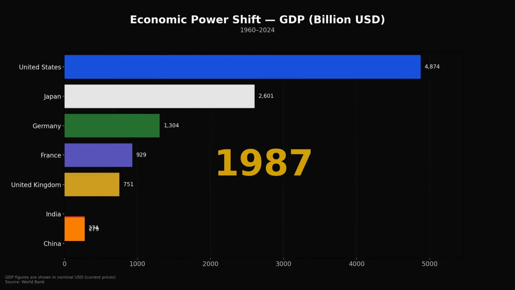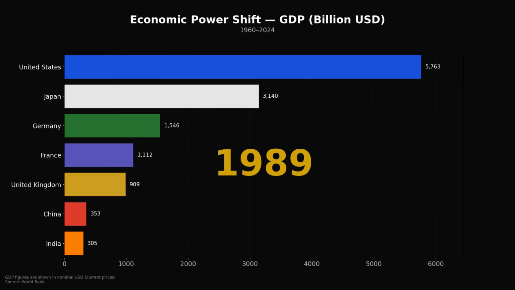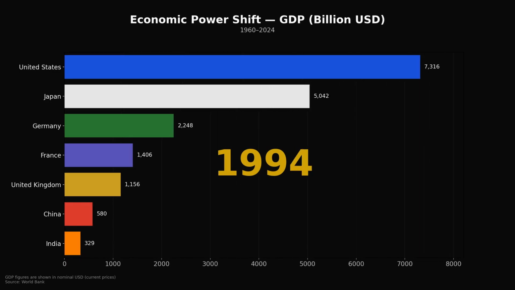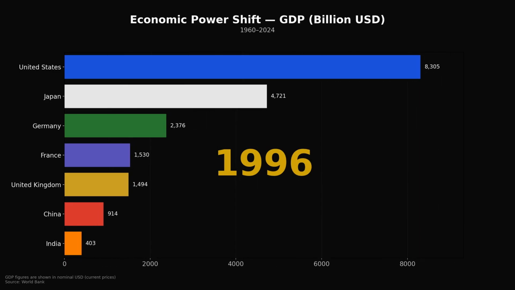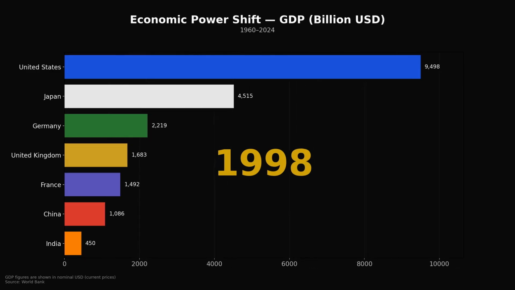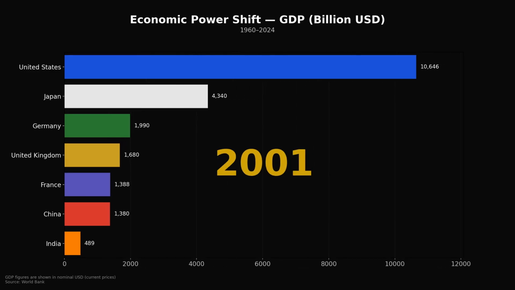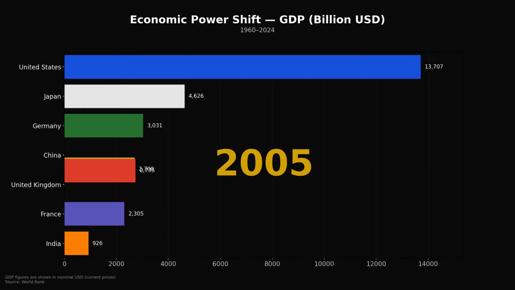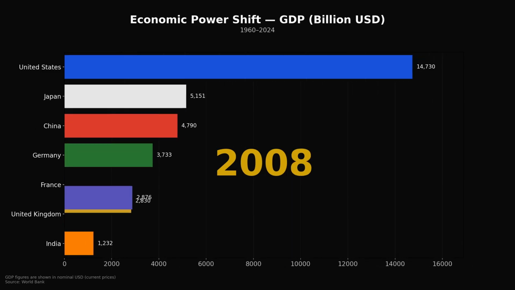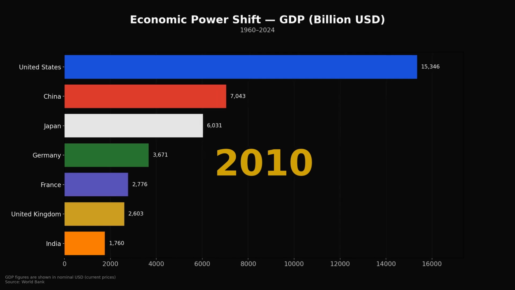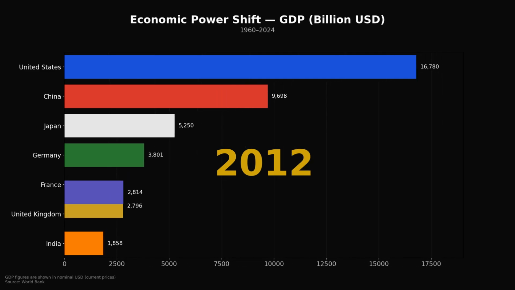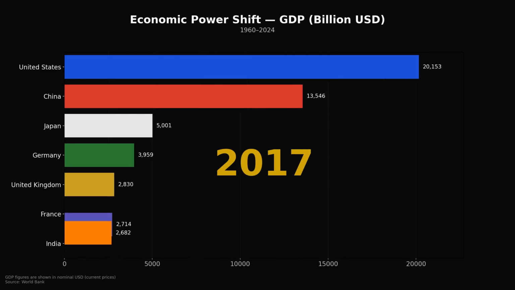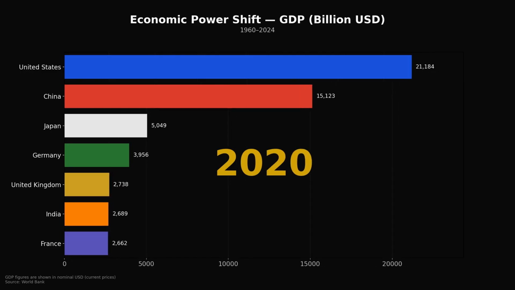For decades, the United States has dominated in absolute terms, supported by scale, productivity, and global influence. Europe and Japan form a second tier, large, stable, but growing slowly. China's rise is the defining shift of the last few decades, while India's growth reflects scale more than per capita wealth. Beyond this group, most economies remain far smaller in absolute size.